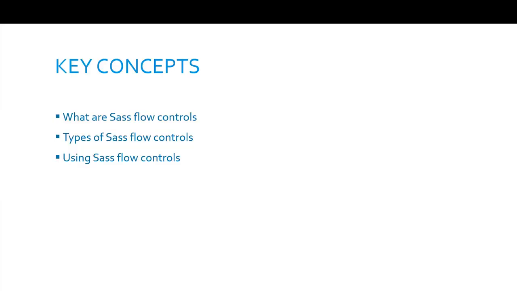The key concepts I'll be covering in this lecture include: what Sass flow controls are, types of Sass flow controls, and using Sass flow controls. You can also take this to mean the learning objective for this lecture. These are the things you should be able to do after completing it. You should be able to know what Sass flow controls are, the types of Sass flow controls, and how to make use of Sass flow controls. These are the key concepts you should be able to start using once you complete this lecture.